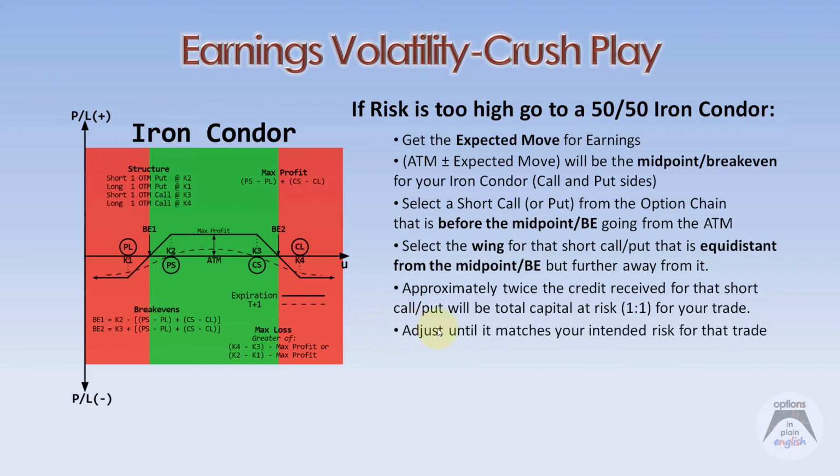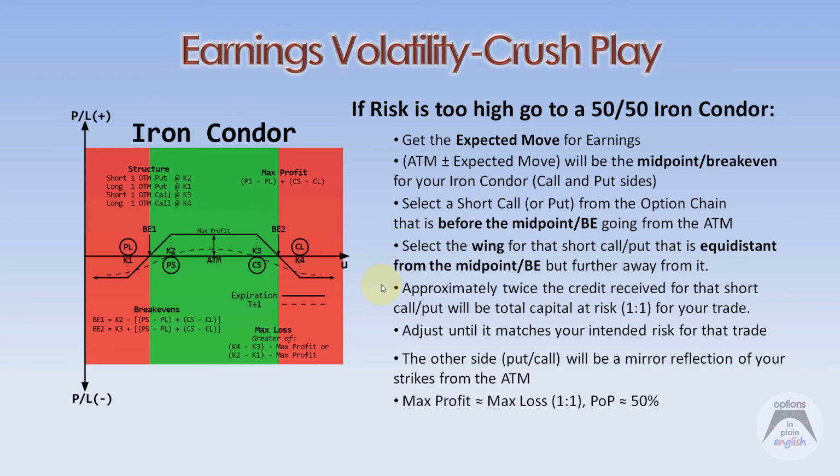You start adjusting it until it matches your intended risk for that trade. That's what I was saying. You go to the break even, you look at this short call and the long call. If you don't like this, you can go closer to the at the money or further from the at the money, and then you adjust the long call until you're comfortable with the risk of the new position that you're building. The other side, if it's a call, then on the put side, and if it's a put on the call side, will be a mirror reflection of your strikes from the at the money.